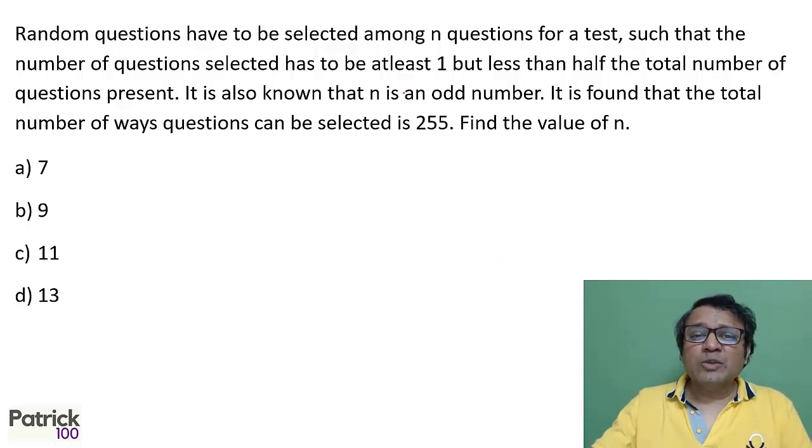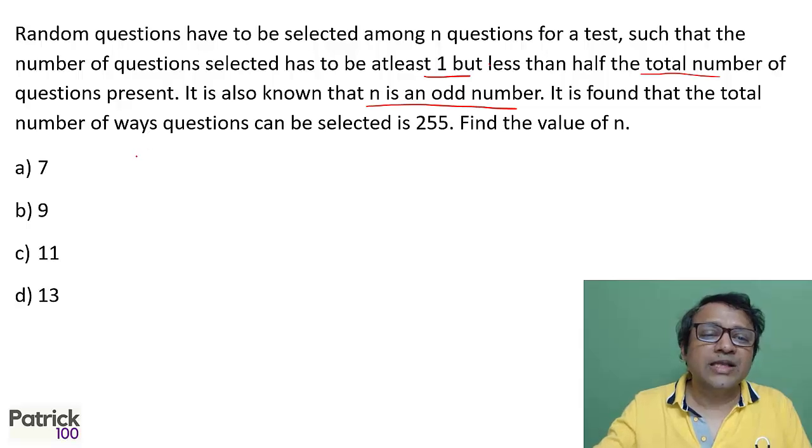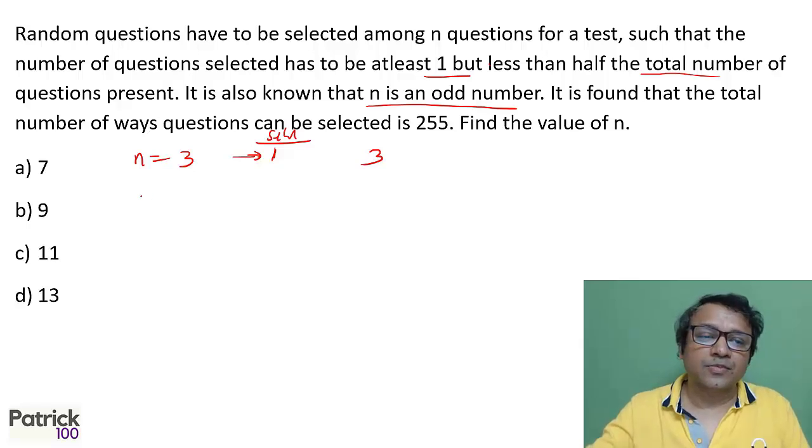A random question had to be selected from among n questions for a test, such that the number of questions selected is at least one but less than half of the total. So out here, try to find a pattern. The number of questions is an odd number. Let's say you have 3 questions, n is 3, which means I have to select only one question. So the number of ways will be 3. Any one of the 3 questions I can select.